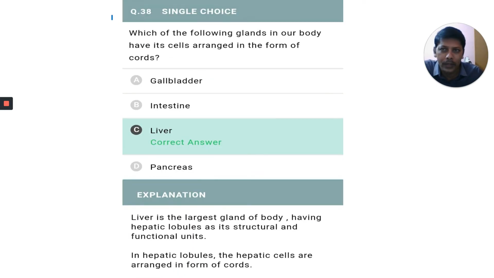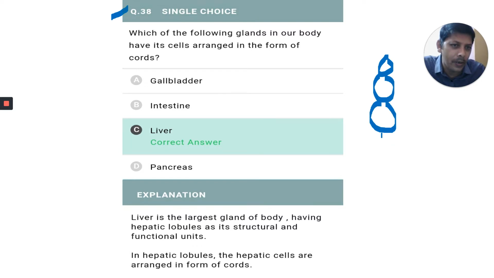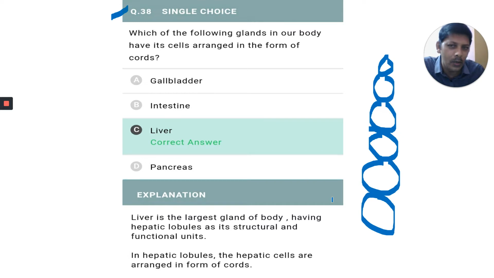Next one, question number 38. Which of the following glands in our body have their cells arranged in the form of cords? Hepatocytes in the liver are arranged in a cord, called a hepatic cord. The cells in the liver are hepatocytes, which are arranged in a sequence in the form of a cord.